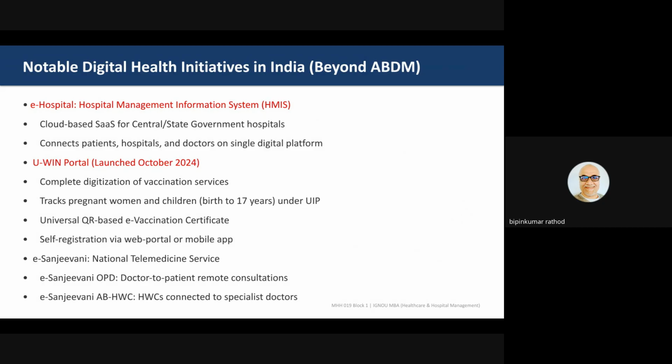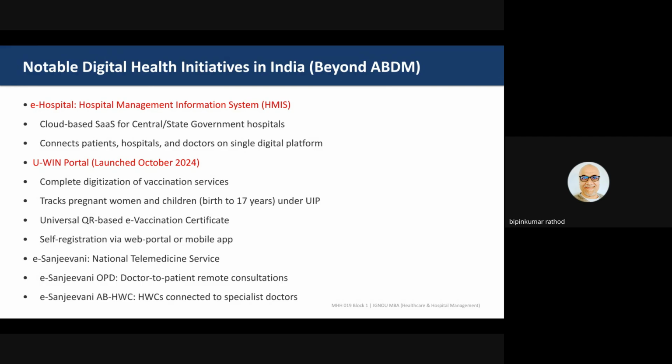So what is beyond ABDM? We talk a lot about ABDM, but ABDM is just for the hospital and the patient. India has achieved many other things in primary healthcare delivery and secondary care healthcare delivery. So first of all, let's start with e-Hospital.